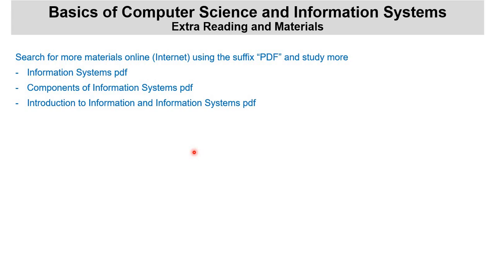And to do some further study, we advise that you go online and search for information systems, components of information systems, and use any terminologies you see also in the slides or in this video to search for more information, to read a bit more and discover more for yourself about what we just talked about. And one way I do my search is by adding a PDF suffix at the end. And that helps me with getting some links, which comes with actual PDF documents.